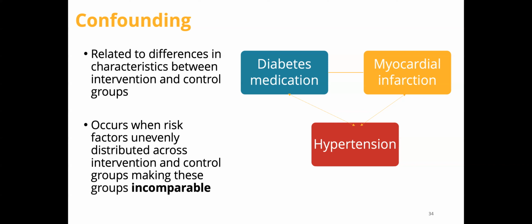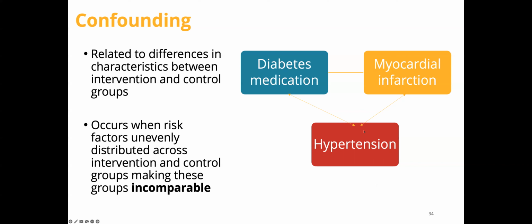And that's what we start off with when we start to look at a set of characteristics that could be confounders. In this example, we're looking at the association between a particular diabetes medication and myocardial infarction. We're comparing two different diabetes medications to see if there's an increased risk of myocardial infarction with one over another. But a confounder for this particular medication-outcome relationship is hypertension, because hypertension is a risk factor for myocardial infarction.